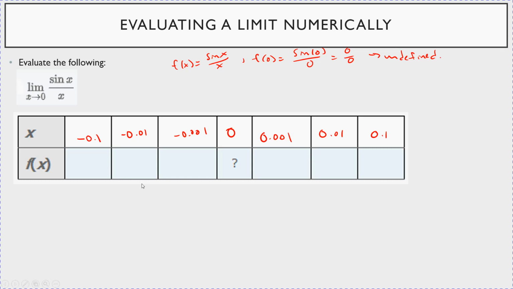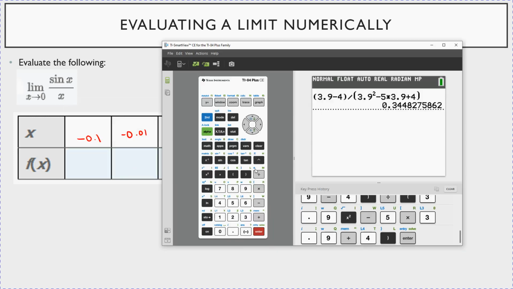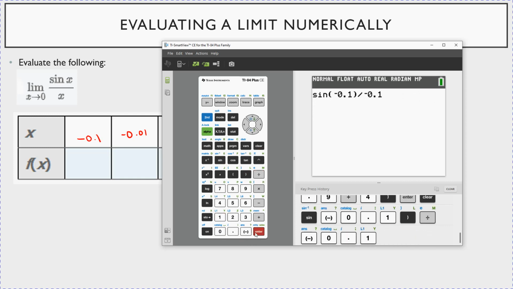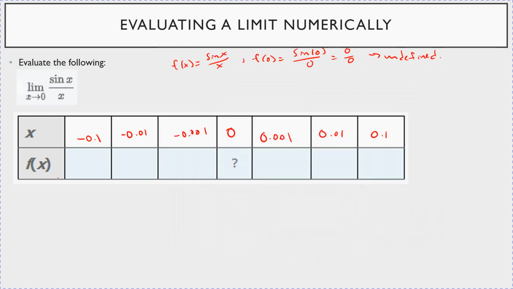All right, so I'll plug in this first one here. I'll plug this into my calculator so you can see it. I'm getting sine of negative 0.1 divided by negative 0.1. Look what I got, 0.9983. And if you were to plug the rest of these in your calculator, literally this is what you would see.